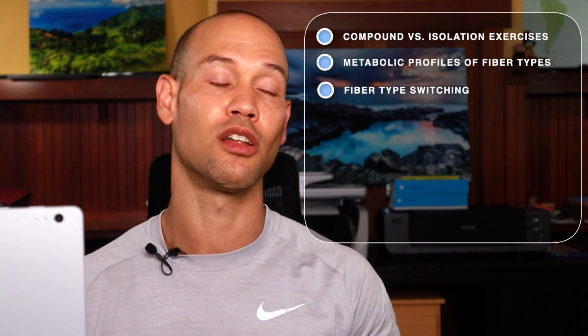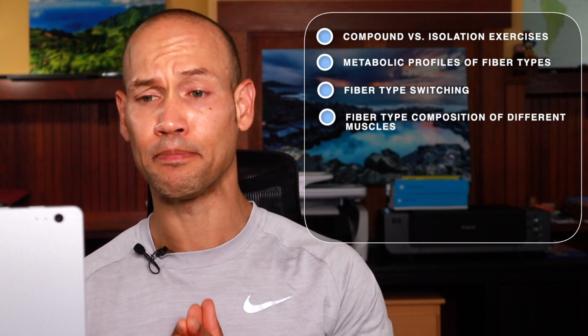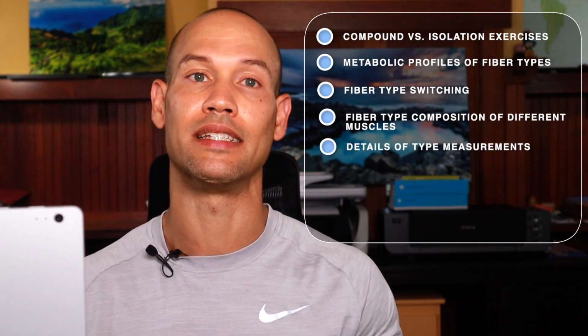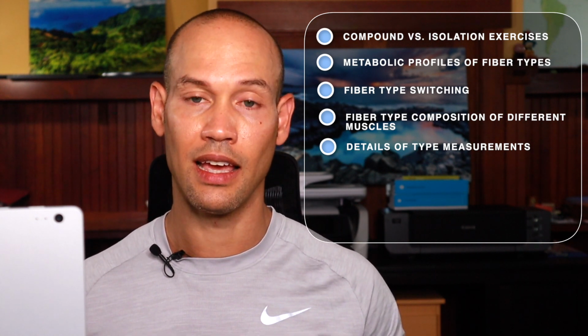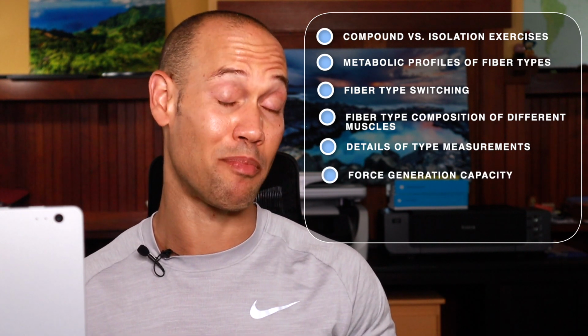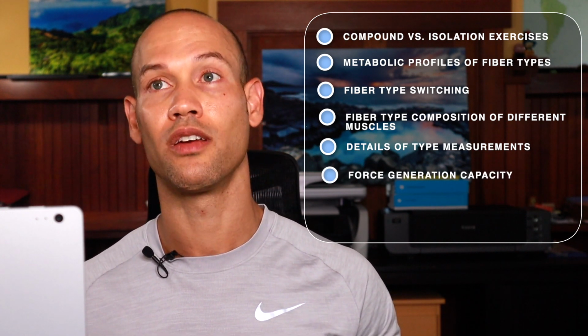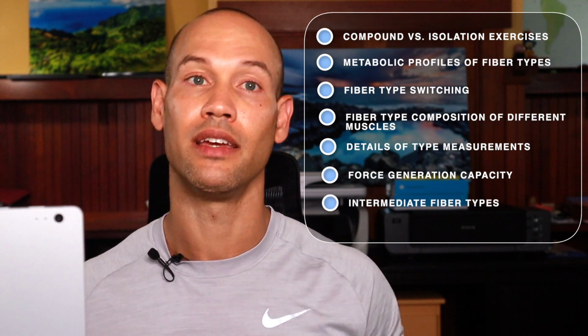So things that I haven't covered: compound versus isolation exercises and intensity and how that ties into training for muscle fiber type. The metabolic profiles of the different fiber types. I haven't covered the potential for fibers to switch between one or the other type. I haven't really gotten into fiber type composition of different muscles or the very specific details of how to measure fiber type composition within a person or within a specific muscle. We haven't touched force generation capacity of the different fiber types or the existence and how many intermediate fiber types there may be.